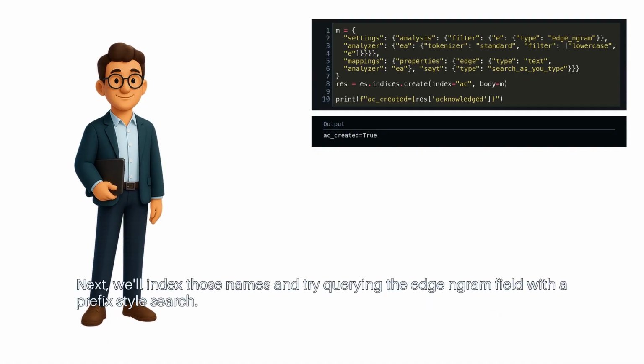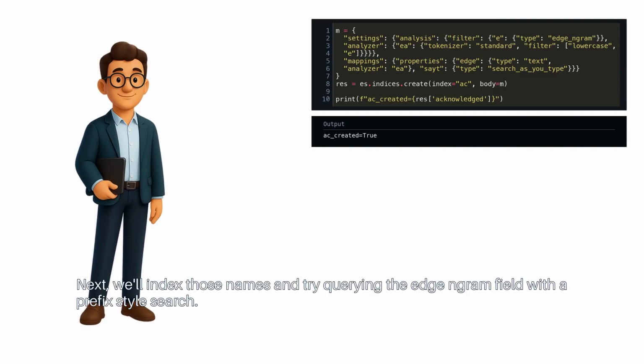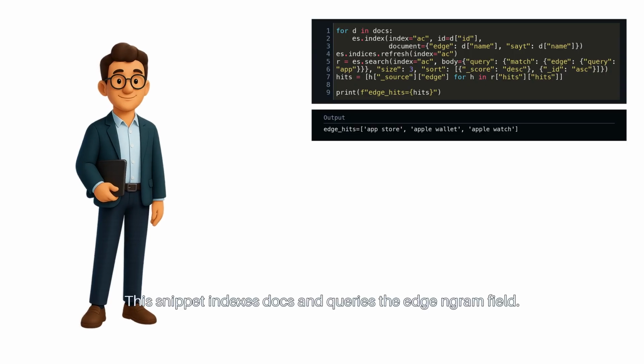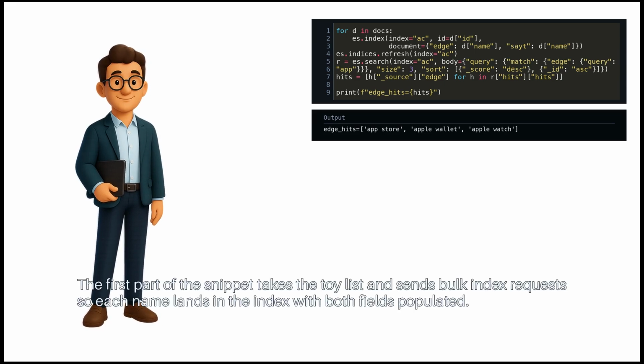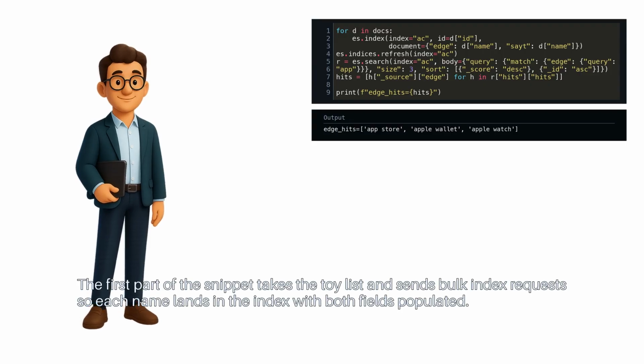Next, we'll index those names and try querying the Edge Ngram field with a prefix style search. This snippet indexes docs and queries the Edge Ngram field. The first part of the snippet takes the toy list and sends bulk index requests so each name lands in the index with both fields populated.